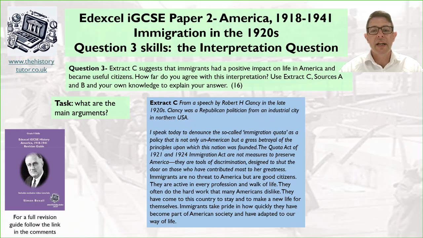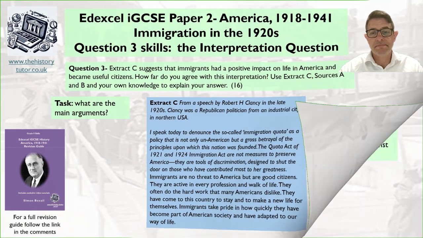So have a look at extract C. Start to annotate ideas around it. Label the message it's got about immigrants. Did they have a positive impact on life in America? What does it think? Give your ideas. Might have some negatives, might have some positives in there. Label your ideas around it. So pause now and do that part of the activity.